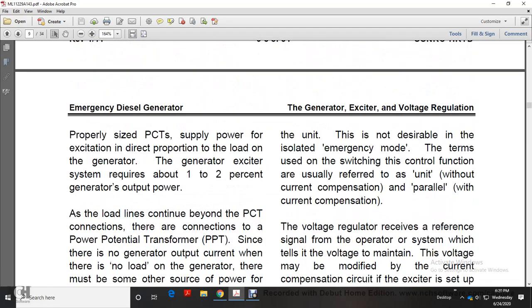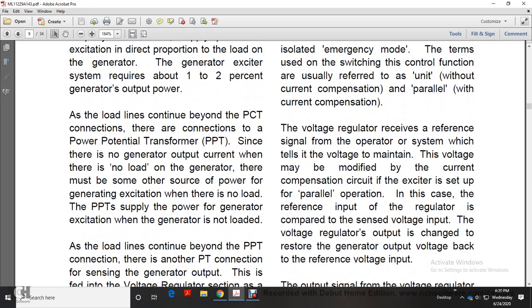Alright, a properly sized PPT supplies power to the excitation portion, directly from the load of the generator. The generator is excited with the system required 1 to 2% of the generator output power. If the load lines continue beyond the PPT, the connections are a power potential transformer.